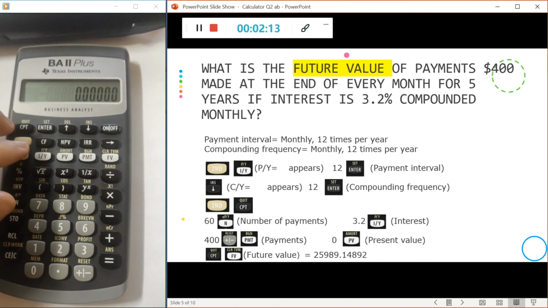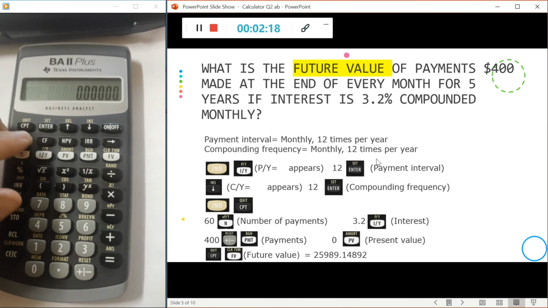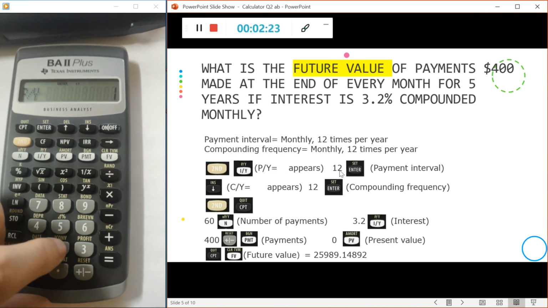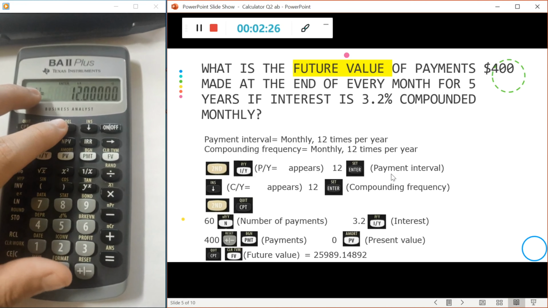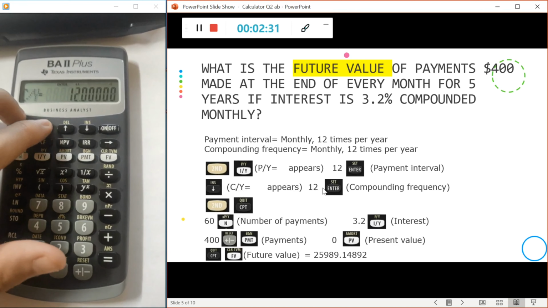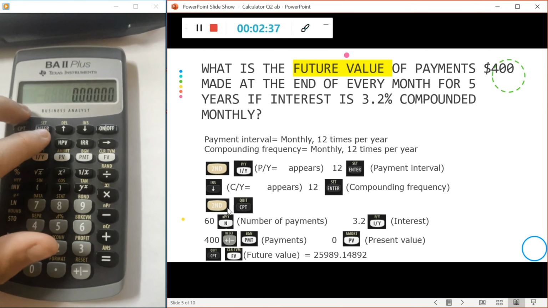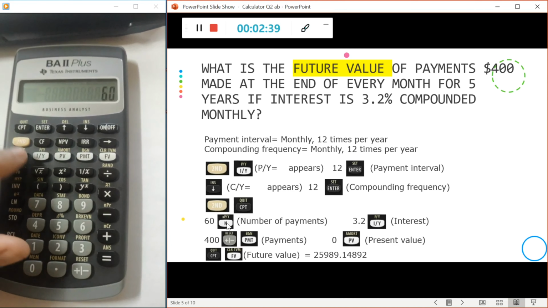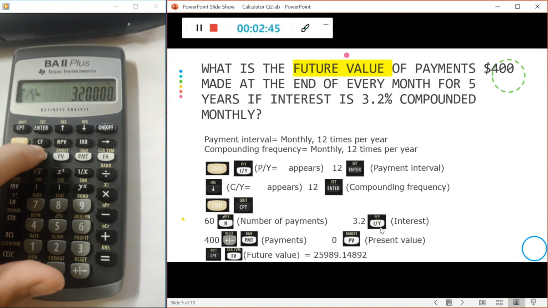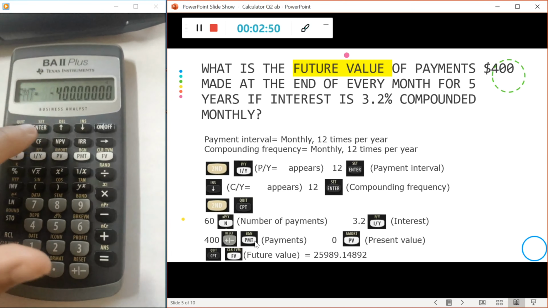The payment interval is monthly, 12 times per year, and the compounding frequency is monthly, 12 times per year. So we press second P/Y. Okay, we see P/Y appears. 12 enter to key in the payment interval, press down, C/Y appears. Okay, 12 enter to key in the compounding frequency, again second quit. Okay, 60, and this is our number of payments, 3.2 I/Y to key in the interest, negative 400 to key in our payment.